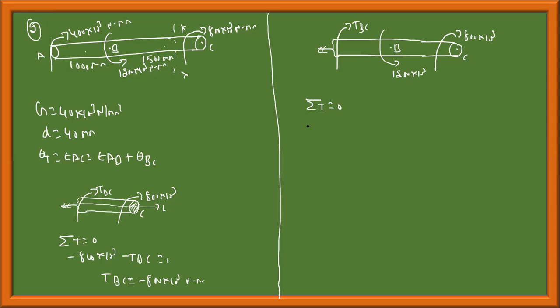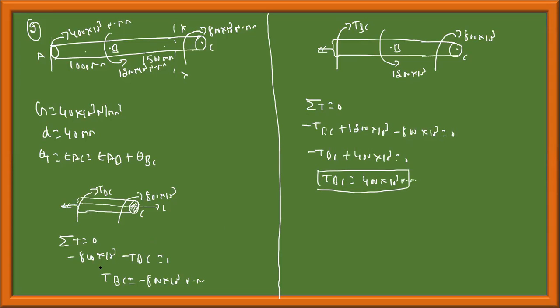Summation of torques is equal to 0: minus TBC plus 1200 into 10 power 3 minus 800 into 10 power 3 is equal to 0. Minus TBC plus 400 into 10 power 3 is equal to 0. TBC is equal to 400 into 10 power 3. In the region BC, there is a torque of 400 into 10 power 3 Newton mm. Sorry, this is not BC, this is AB. TAB. In the region AB, I have taken a section here, there is a torque of 400 into 10 power 3 Newton mm. Okay, that is good.